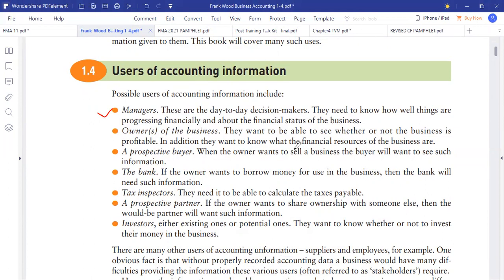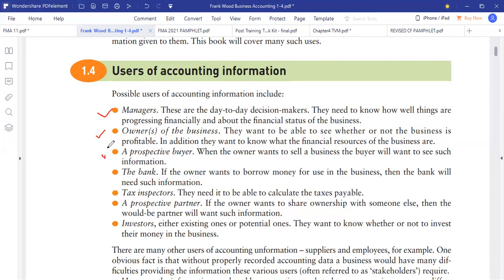So they need to know how well things are progressing in a business financially and also the financial status. These ones are the ones that use what are called efficiency ratios to see how well they're utilizing their resources. We also have the owners of the businesses, who are the shareholders who would want to see whether the business is profitable. After all, they're the ones who put in the equity. We're talking about the capital.